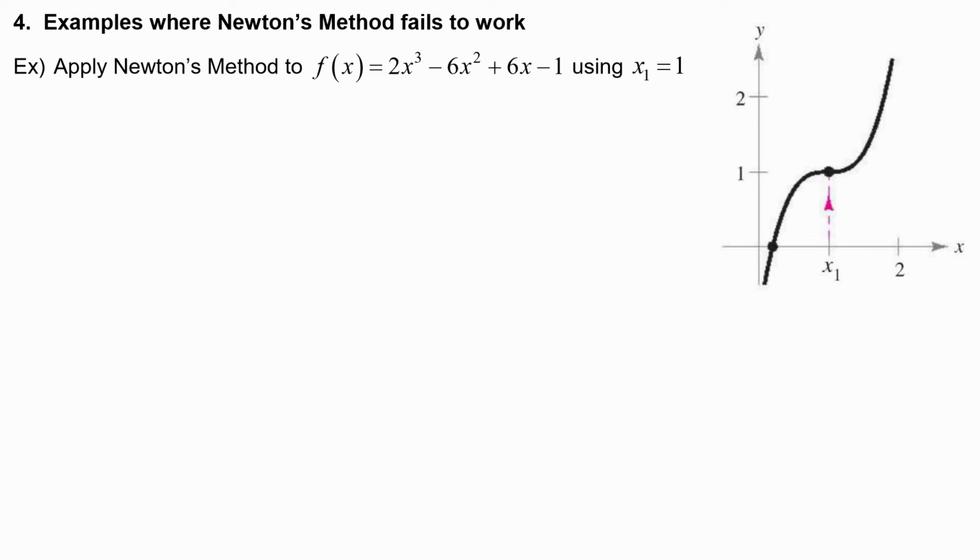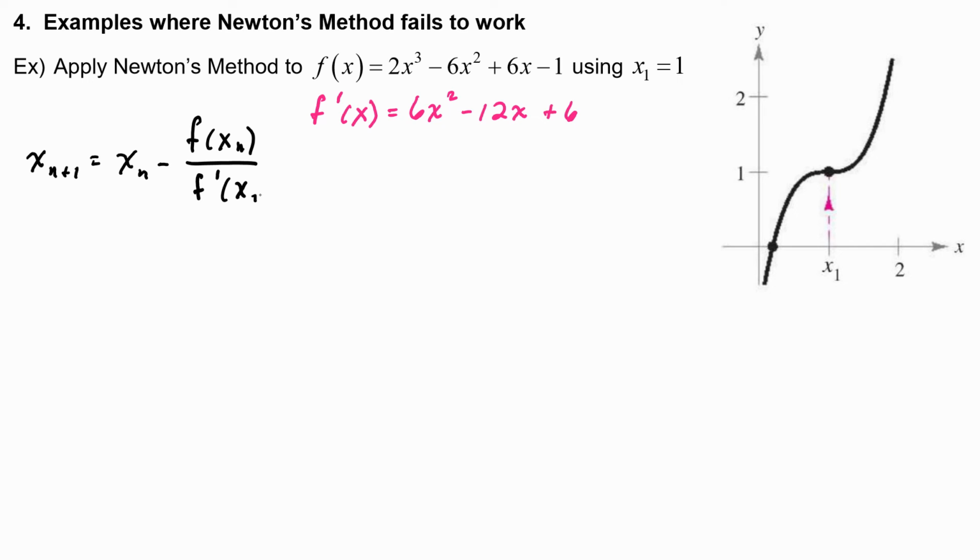using x1 equal to 1. So first, let's get Newton's formula. We know that we will need F, and we will also need F prime. So let's go ahead and get F prime is equal to 6x squared minus 12x plus 6. We know x sub n plus 1 is going to equal x sub n minus f of xn over f prime of xn.